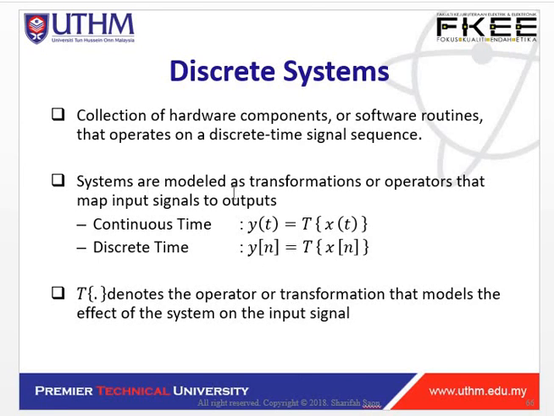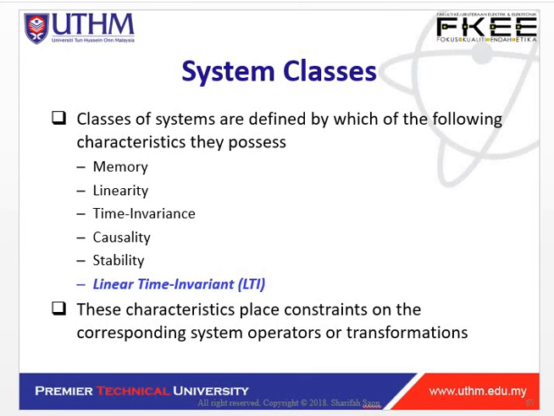So the system is modeled as a transformation or operator that maps the input signal to the output. In signals and systems, we use continuous time, x(t), then T[x(t)]. In discrete time, which is in signal processing, we use y[n] and then T[x[n]]. The T here denotes the operator or transformation that models the effect of the system on the input signal. And then we have a few system classes.